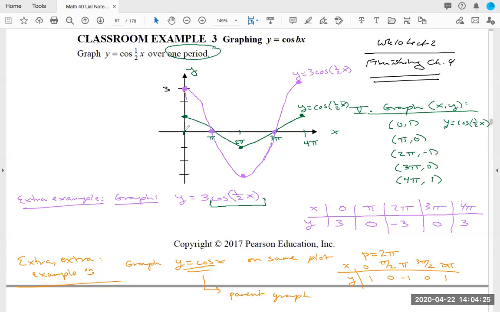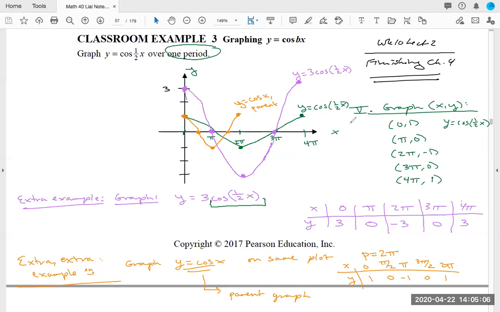We're going to have 0, 1. We're going to have pi over 2, 0, pi, -1, 3 pi over 2, 0, and 2 pi, 1. So this is y equals cosine x, parent graph.